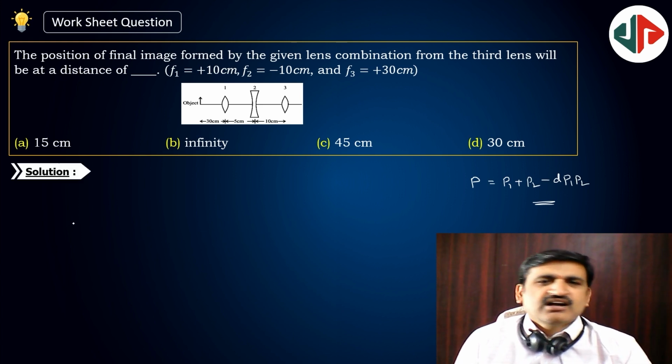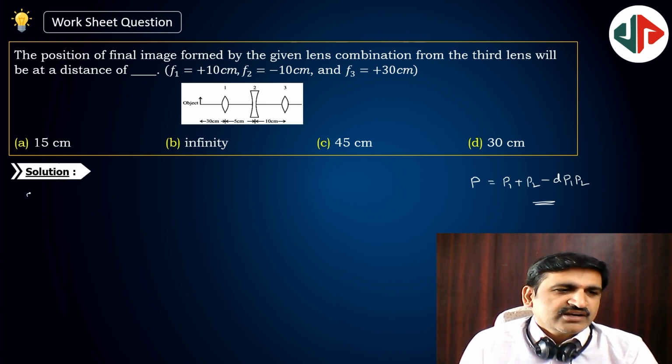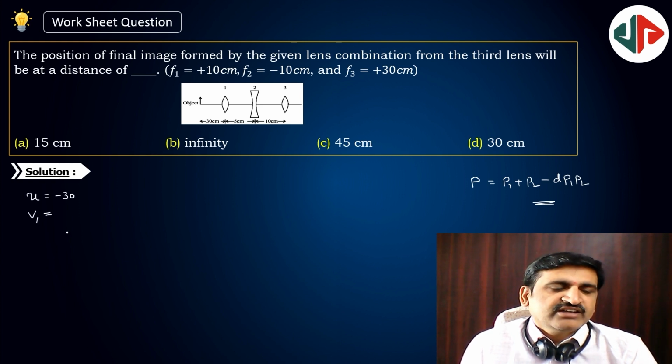That is, the object is placed at 30 centimeter. And the image formed by the first lens, V1 I will call, with the focal length f1 equal to 10 centimeter he gave. So 1 by V1 minus 1 by U1 is equal to 1 by f1. I am doing it for the first one.